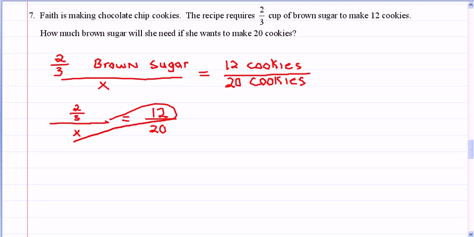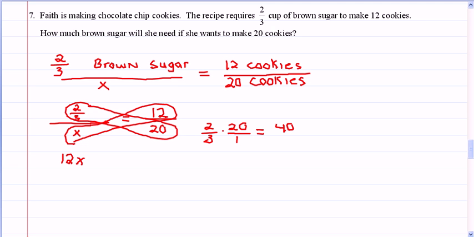And I cross multiply. 12 times x is 12x. And then 2/3 times 20. So I take 2/3 times 20. When you multiply fractions, you multiply straight across. So I have 40/3. So 12x and 40/3 are my two products. I put my equal sign in the middle.